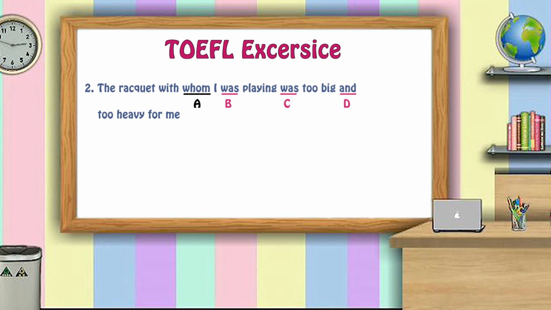For choice B or C, that is correct. We use the verb was, and was for C is referring to the subject racket. Racket is singular, so we use was. And for choice D, too big and too heavy, that connects the two things, adjective and adjective, so D is correct. So the error is A. The answer for this question is A.